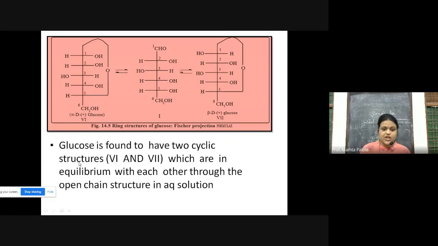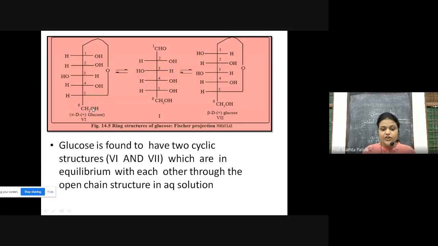Okay, dear students. Here on the screen you can see the Fisher's projection formula for glucose. Then how does it get converted into the ring form? That we are going to study. Glucose is found to have two cyclic structures, that is this sixth and seventh one, which are in equilibrium with each other through the open chain structure in aqueous solution.